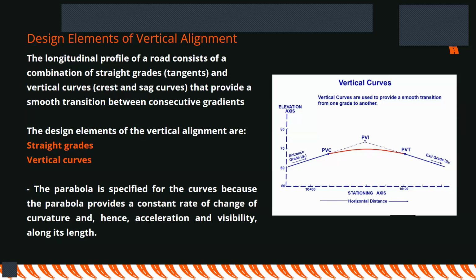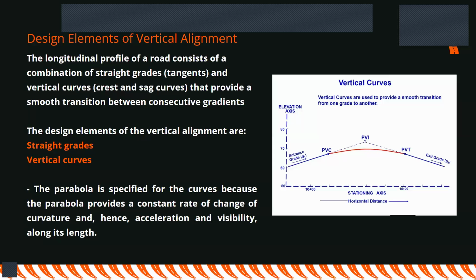Now, the profile of a road consists of a combination of a straight section, those are the design elements, a straight grade, and a vertical curve. And in the vertical curve, we have a crest and a sag curve. The profile provides smooth transition between two consecutive gradients. So what this means is we are able to move from one elevation to another. The design elements are straight grade and vertical curves.